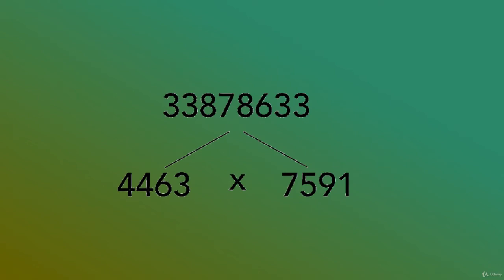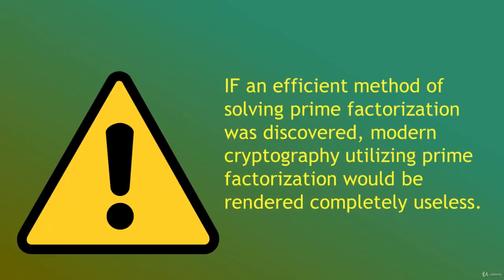However, if I gave you a number like 33,878,633 and asked you to provide me the two prime numbers that multiply to that, you would probably have a little bit of challenge. This is what a cryptographic algorithm like RSA is founded upon, and the challenge of prime factorization for very large numbers is what makes it so successful. Now, if an efficient method of solving prime factorization was discovered, modern cryptography utilizing prime factorization as we know it would be rendered completely useless.